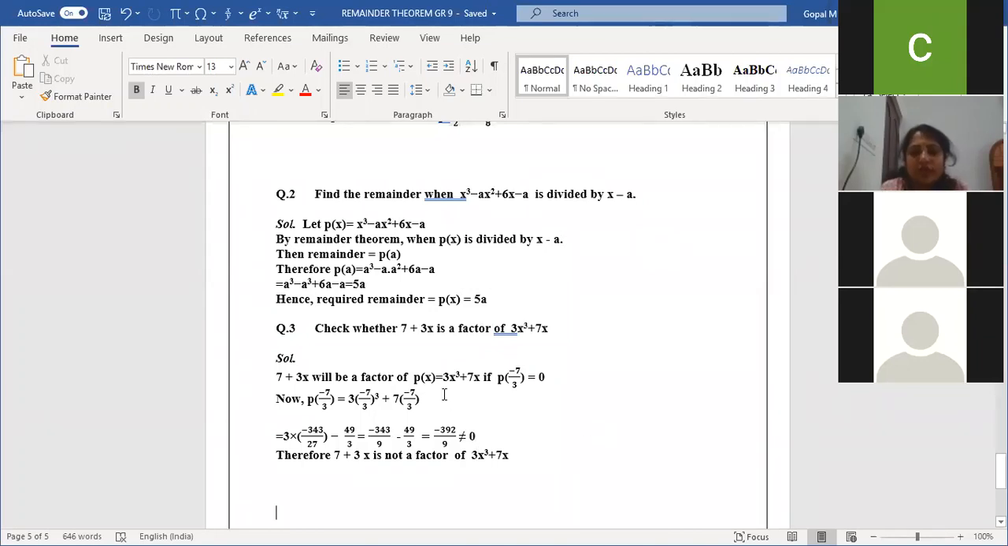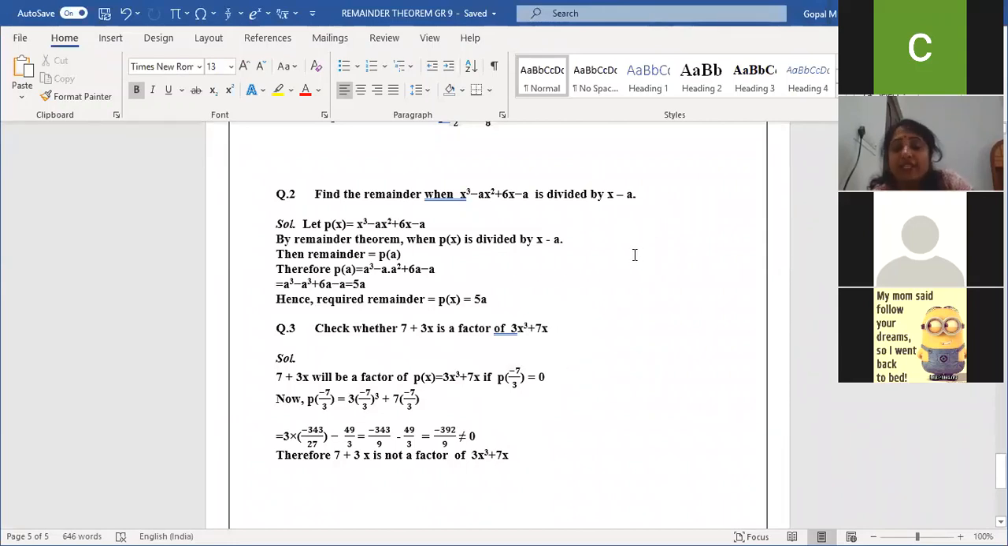Check whether 7 plus 3x is a factor of 3x cube plus 7x. Actually, this question, next concept is factor theorem. So one thing you remember, children, if I divide 6 by 2, what is the quotient? 3 is the quotient. 6 divided by 2 is 3.